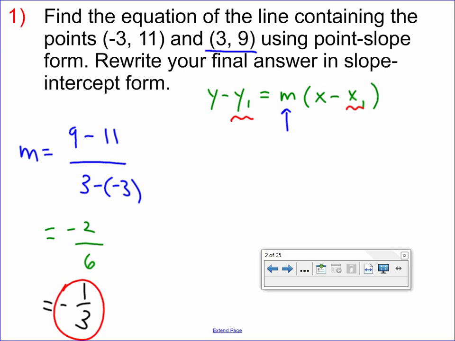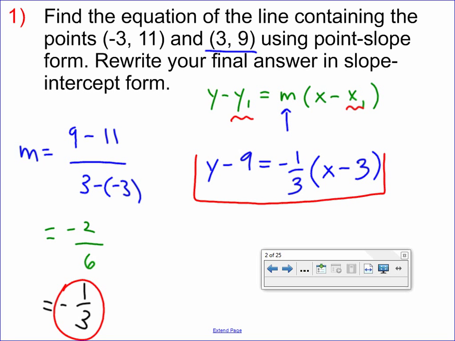Good, let's do it. y minus y sub 1 would be 9 if we use the point, equals, what am I using for m? Well, the slope we calculated, negative 1/3, times parentheses, x minus, and then the x coordinate from the point we selected is 3. Stop. Stick a fork in it, because we're done. That's it. This is point-slope form of the equation of a line.